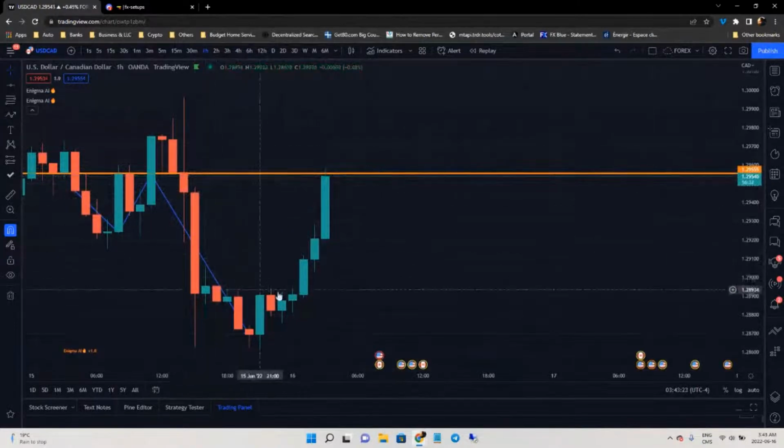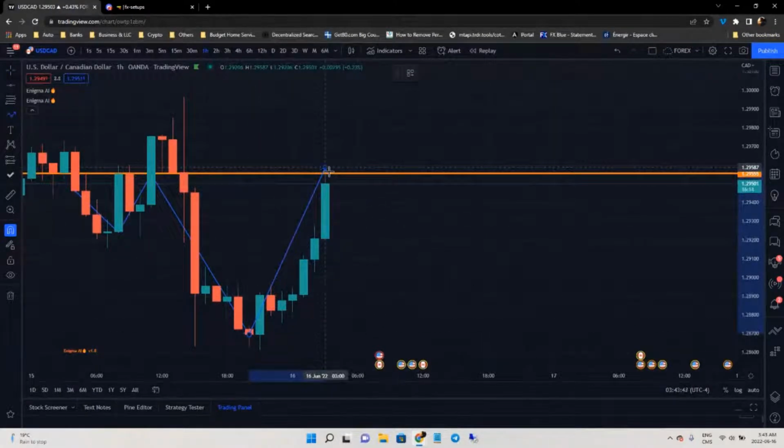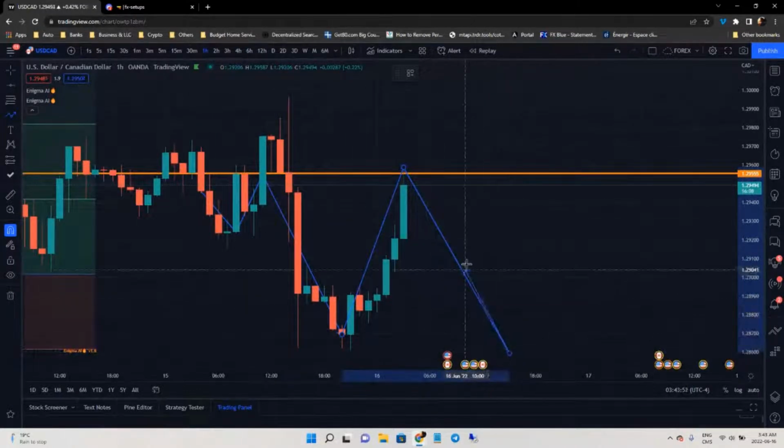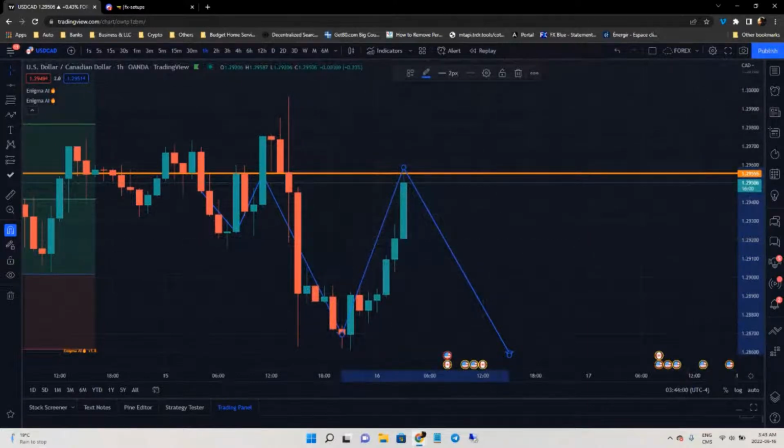So that's why you're seeing almost a cup here. Now it's still going back to that region. So I'm expecting the price to go from here to here, and then continue to the downside. So we'll see how everything goes on that.